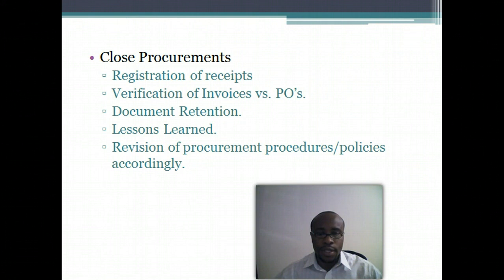And then a lessons learned folder, which will contain all the information, all the lessons that we've learned during the procurement process. And finally, a revision of the procurement procedures and our policies according to the lessons learned.